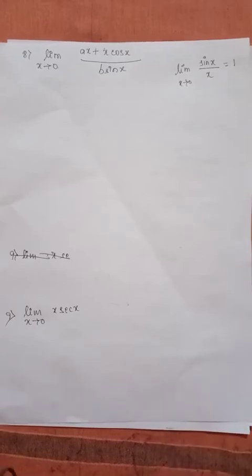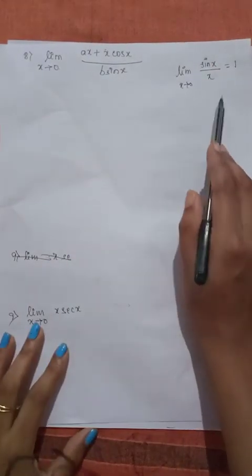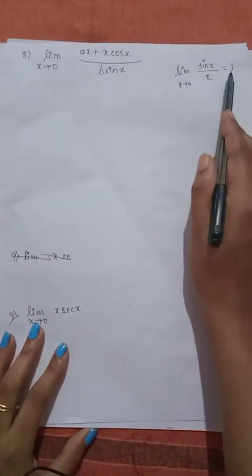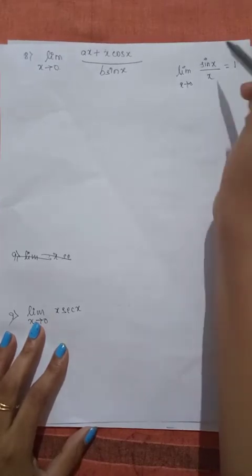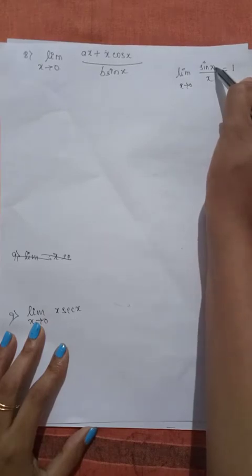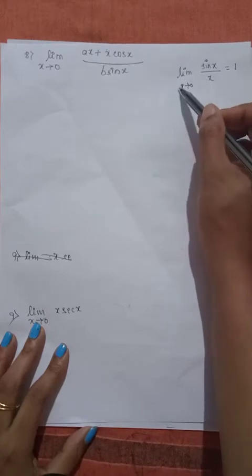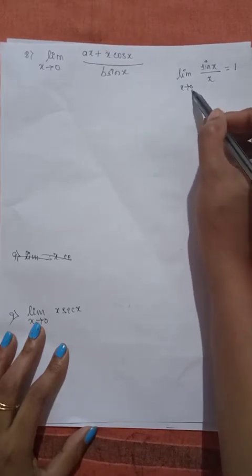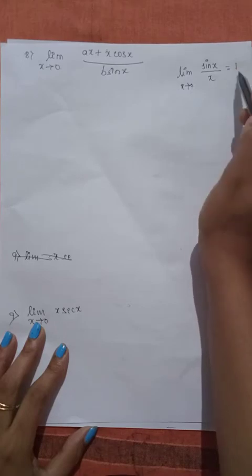Welcome back, students. In the previous video we spoke about the very important theorem related to trigonometry with respect to the concept of limits, that is, limit of sin x by x as x tends to 0 is equal to 1. The important thing to note is that whatever angle sine takes, the same angle should be there in the denominator, and the same angle should tend to 0. If you have that, then you can write the limit directly as equal to 1.